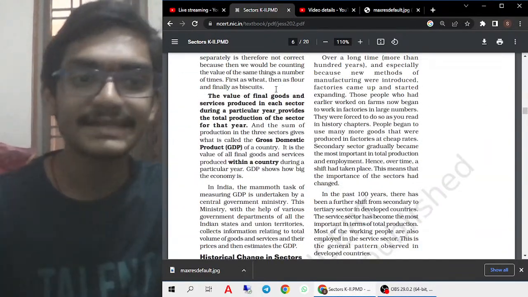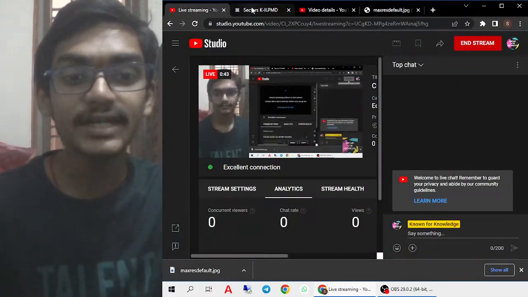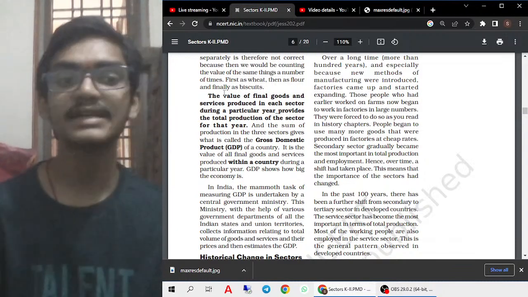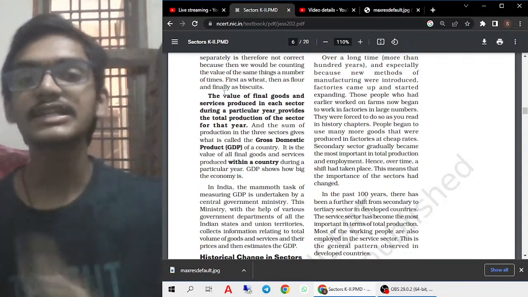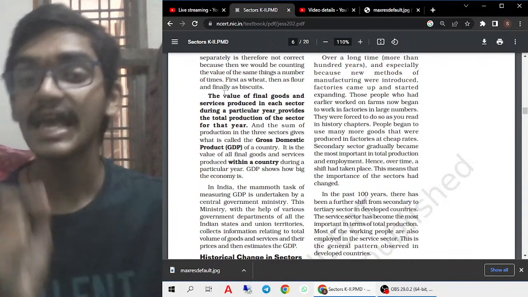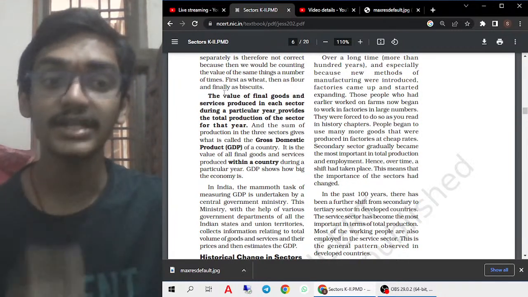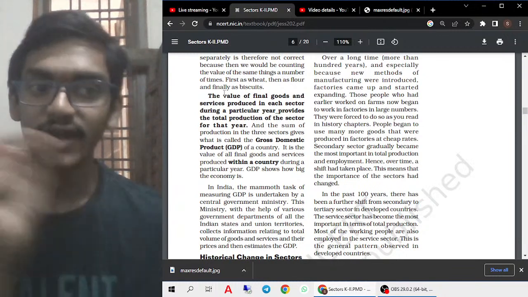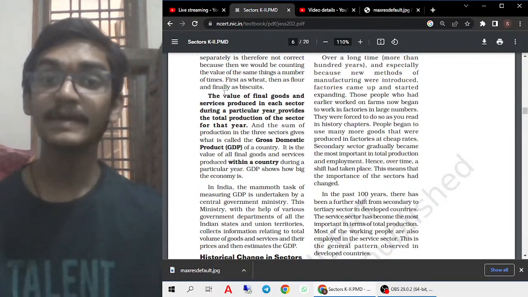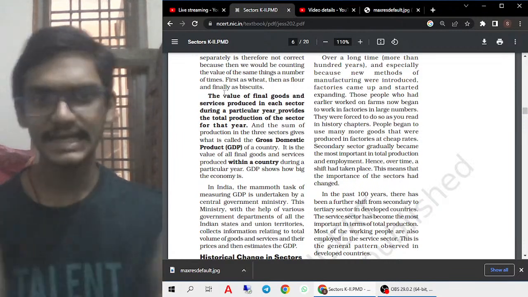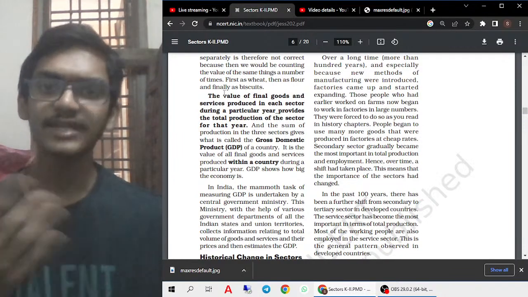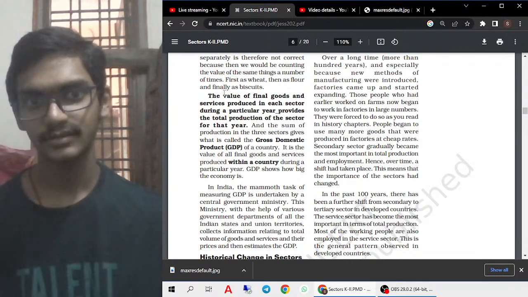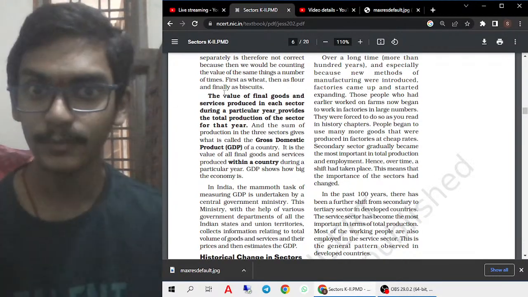Now let us try to understand what GDP is. GDP is the gross domestic product. Then how do we calculate the GDP of a country? We calculate the GDP of a country by knowing the value of the final goods and services which are produced by each sector. For example, each sector, like the primary sector, is producing different kinds of products, right? So what is the value of each and every product?